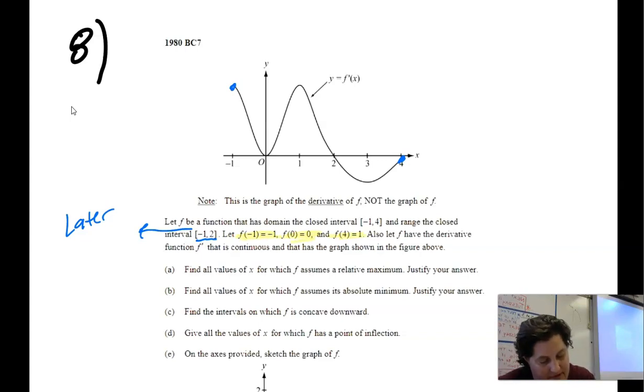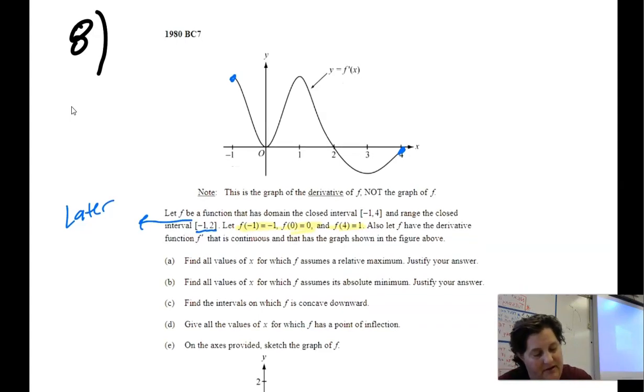Let f have the derivative that is continuous and has the graph shown above, relative maximum. Okay. And then it asks about absolute minimum. I'm going to go ahead and change that word to relative minimum. I forgot to basically take off the absolute problems on here, which we need to learn still. All right.